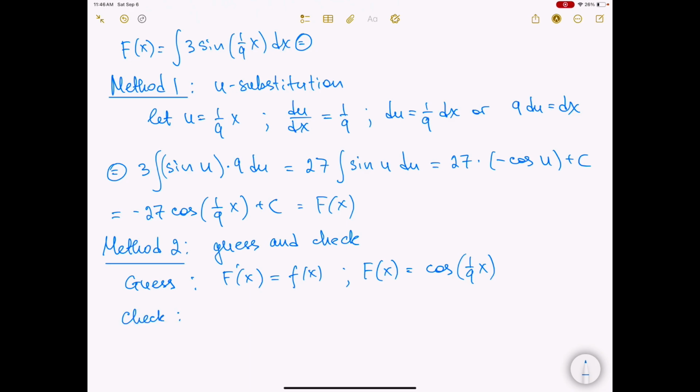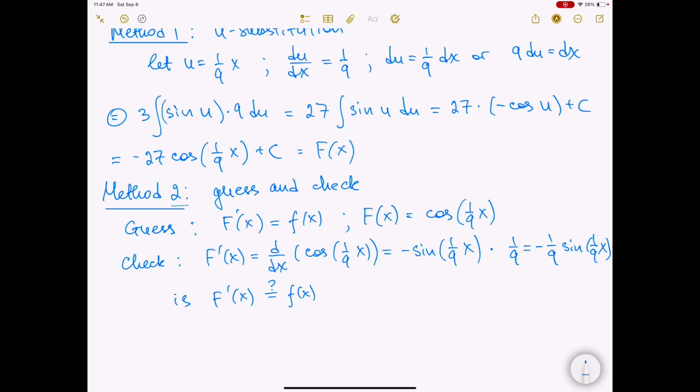Now let's check if the derivative of the function is equal to 3 sine of 1 over 9x. If I take the derivative of cosine, it's equal to negative sine over the same argument. And because the argument is not just x, I need to use the chain rule and multiply by the derivative of the argument, which is 1 over 9. So the derivative of my guess is negative 1 over 9 sine of 1 over 9x. Was my guess a good one? Well, negative 1 over 9 sine of 1 over 9x is not equal to the original function given to us.